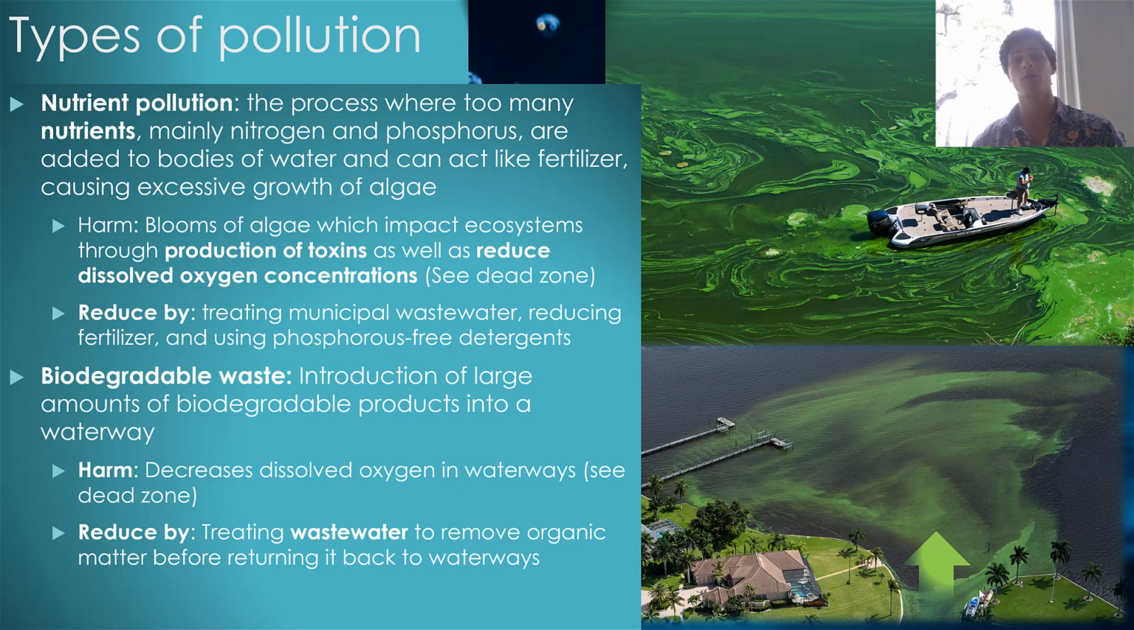Moving forward, we talk about nutrient pollution, and we've talked about this at length, particularly in Chapter 2 and moving forward. Nutrient pollution is the process by which too many nutrients, mainly nitrogen and phosphorus, are added to water bodies and can act like a fertilizer or food, causing excessive growth of algae.